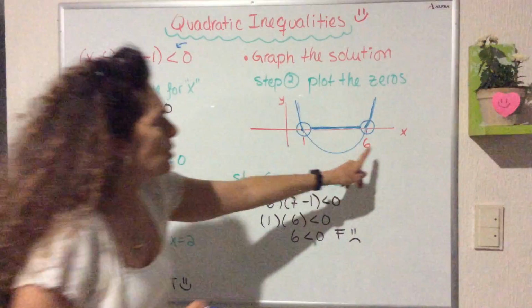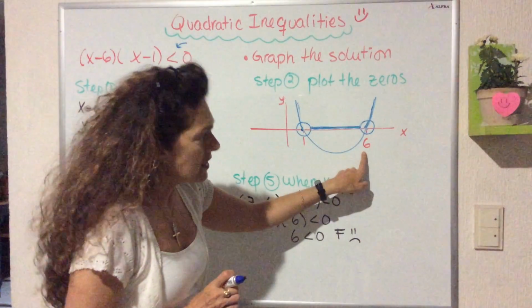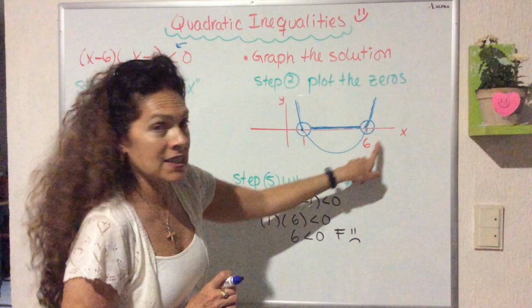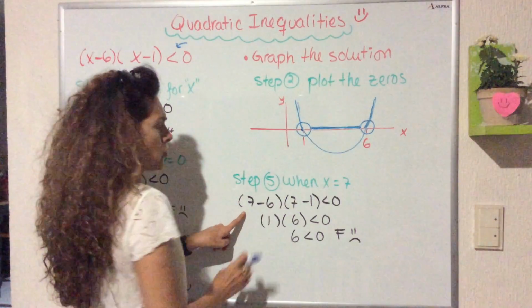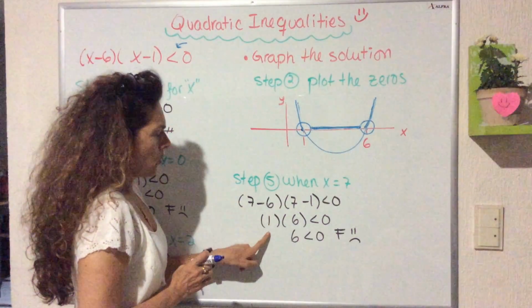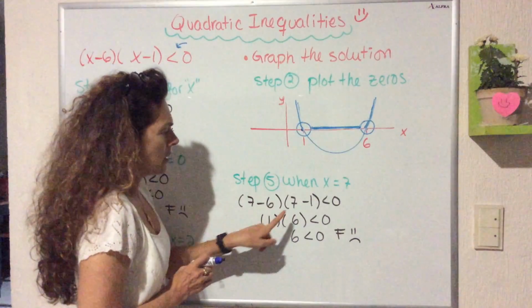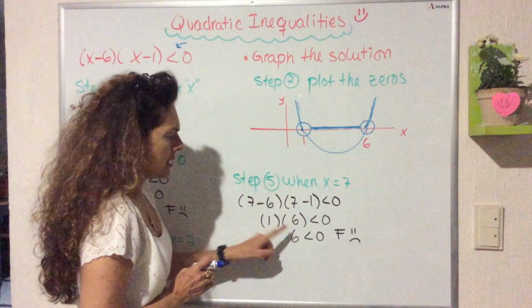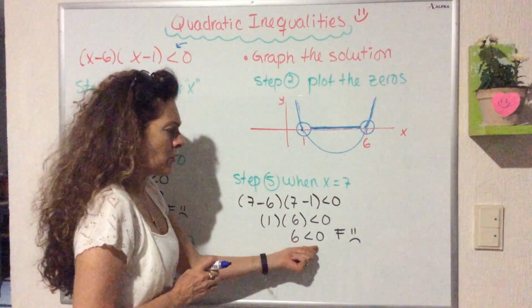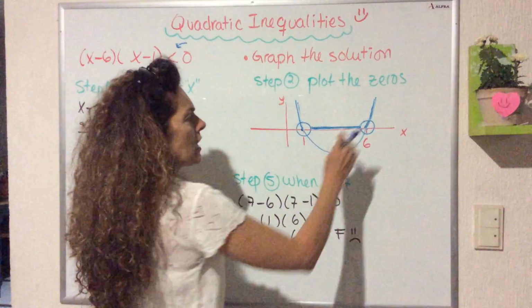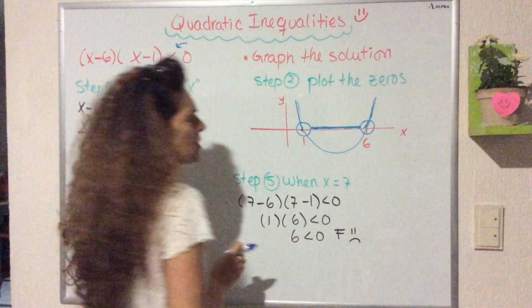Now, let's check. We are going to take a number which is greater than the greatest root, which is 6. I'm going to take 7. And we are going to substitute it in x. So we get 7 minus 6, 1, times 7 minus 1, 6. When we multiply them, we get 6. Is 6 less than 0? No, this is false. So that's why we know that this is not part of the solution.